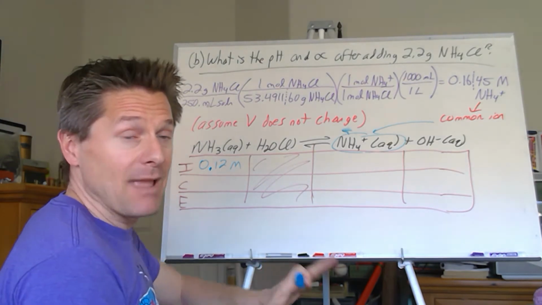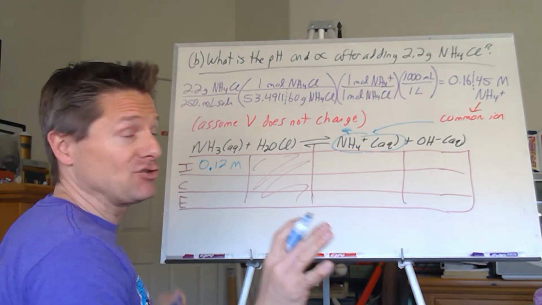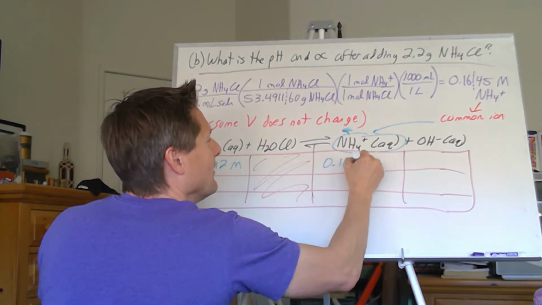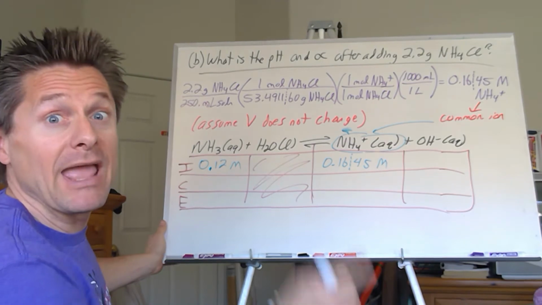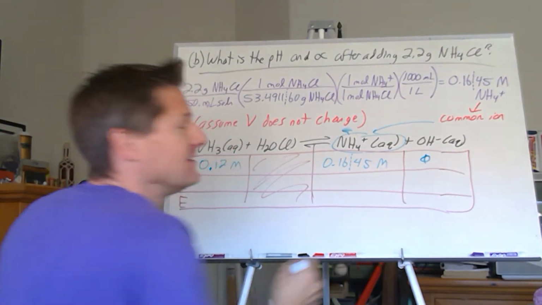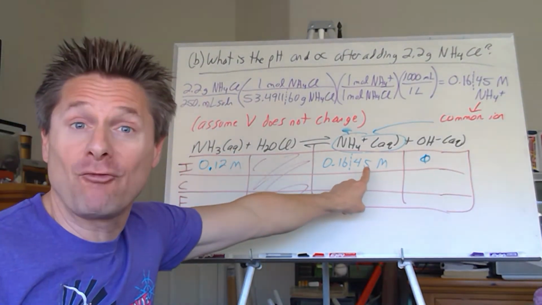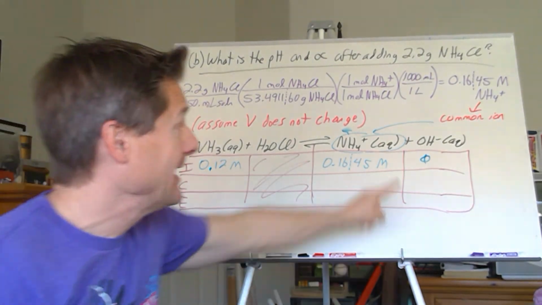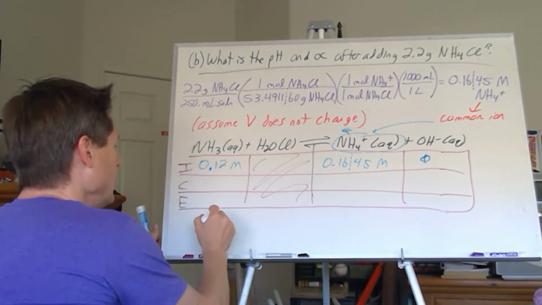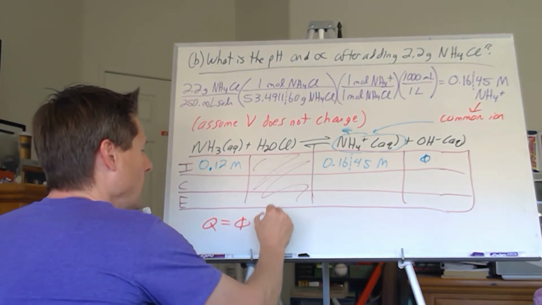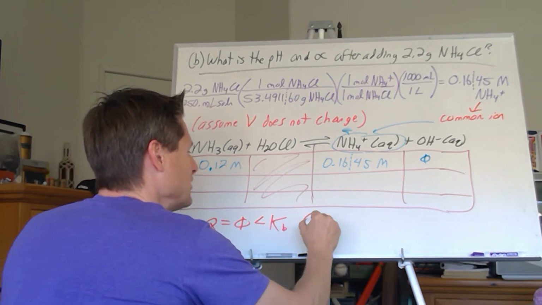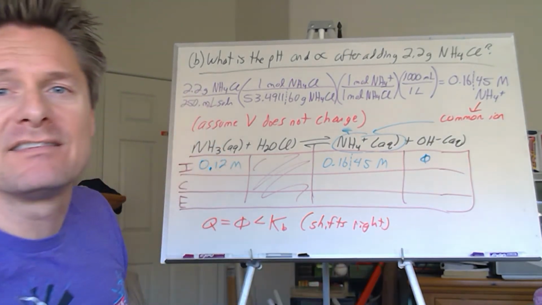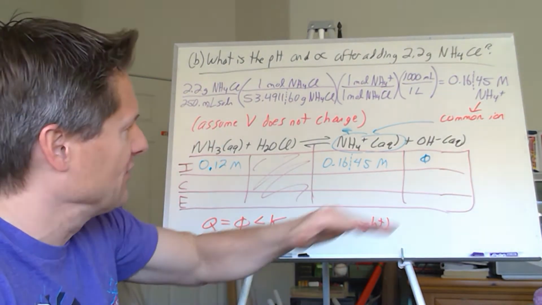Now, in the last example, we had 0 of each of these. That's not true in this case. We have 0.1645 molar of the ammonium ion because we added it, and then 0 hydroxide. That's your difference. That right there is the common ion effect, gang. It's the only difference. Q is still 0, which is less than Kb, so it's going to shift right because the OH minus is still 0. So I skipped the calculation, but it's going to shift to the right.